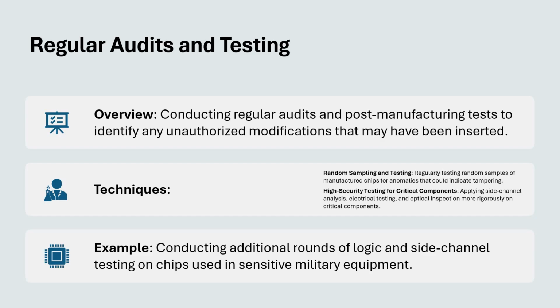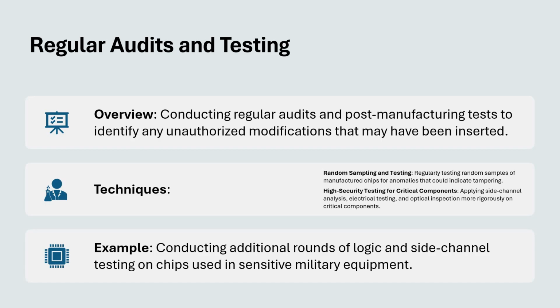Regular audits and testing. Yes, this is something unavoidable. We can conduct regular audits and post-manufacturing tests to check whether anything has happened in a way that is not acceptable. Do we have any unauthorized modifications? You can analyze and test all these things. Random sampling and testing is one of the very important techniques that we can follow. Regularly testing random samples of manufactured chips for anomalies can definitely indicate tampering. That way, we will be able to identify if some mishap has happened.